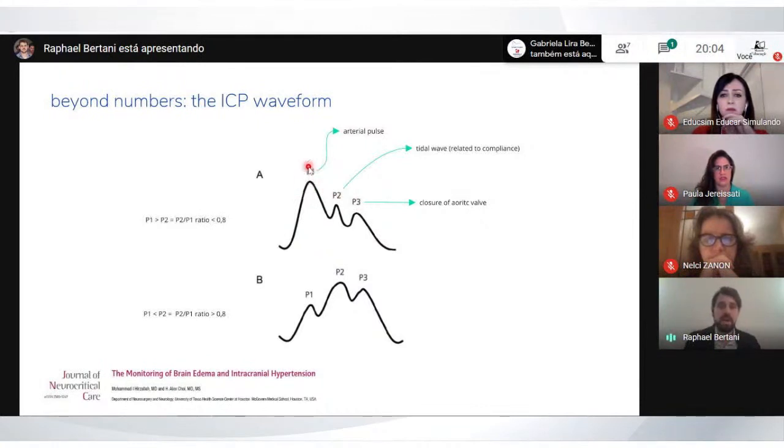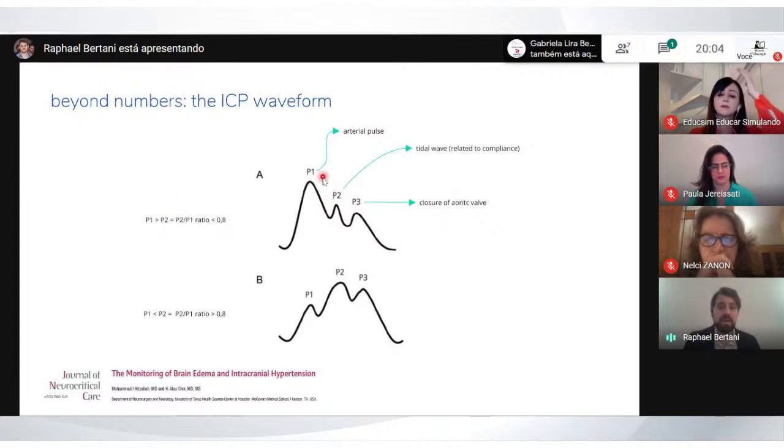We see it's made up of three waves with three peaks: P1, P2, P3. P1 is the reflex of the arterial pulse. The heart is beating and the arteries are pushing blood inside the brain, and this creates a pulse. This is the highest peak in the normal brain, followed by P2, a tidal wave, which is the reflex of this arterial pulse. And P3 is more related to the closing of the aortic valve, one of the heart's valves. So this is very intimately related to the heart cycle.